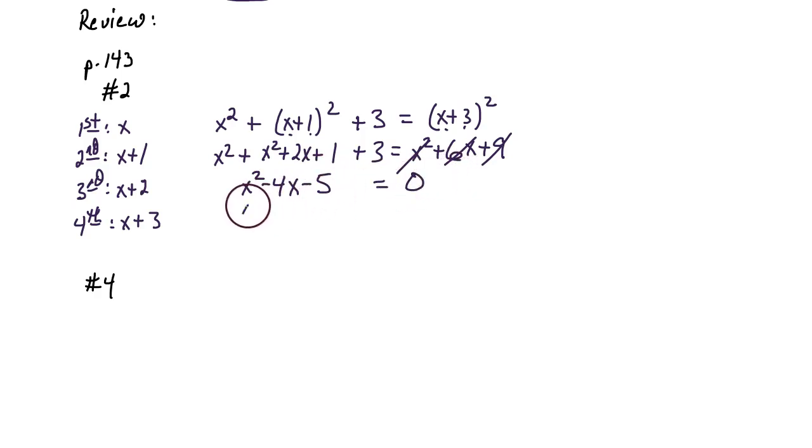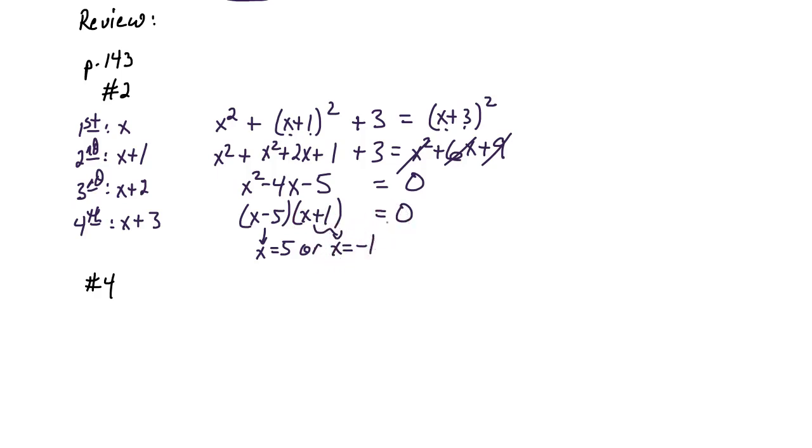Let's factor the left side. X minus 5 times x plus 1. I use this because negative 5 times 1 is negative 5, and negative 5 plus 1 is negative 4. In the first set of parentheses, we'll get x equals 5, and in the second set of parentheses, we'll find out x equals negative 1.